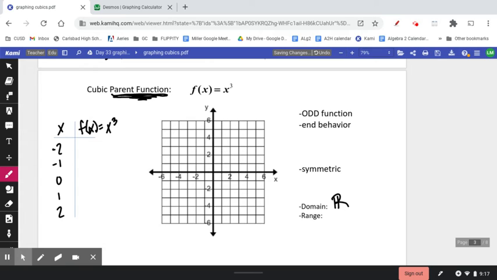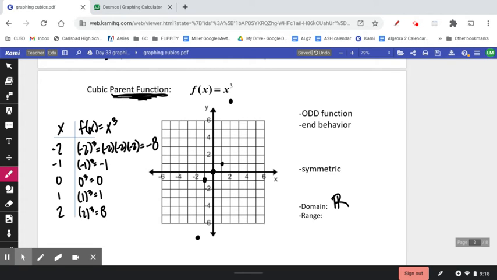All right, now, whatever I put in for x, I'm going to cube it, right? -2 cubed, which is just really -2 times -2 times -2. So 2 times 2 times 2 is 8, but we have 3 negatives, so this answer is going to end up as -8. So this is really down here. There's my point. All right, -1 cubed. -1 times -1 times -1 is just -1. 0 cubed is 0, so it's going to go right through the origin. 1 cubed is 1, and 2 cubed is 8.